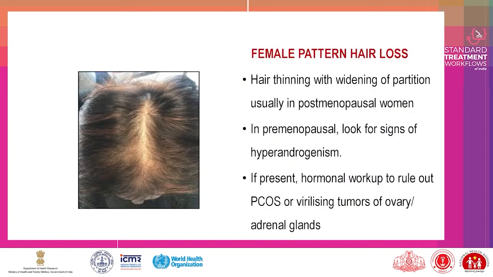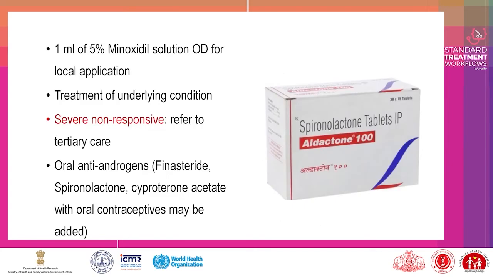Female pattern hair loss. Hair thinning with widening of partition usually in postmenopausal women. In premenopausal, look for signs of hyperandrogenism. If present, hormonal workup to rule out PCOS or virilizing tumors of ovary or adrenal glands. 1 ml of 5% minoxidil solution OD for local application. Treatment of underlying condition. Severe non-responsive cases refer to a tertiary care. Oral anti-androgens, finasteride, spironolactone, cyproterone acetate with oral contraceptives may be added.